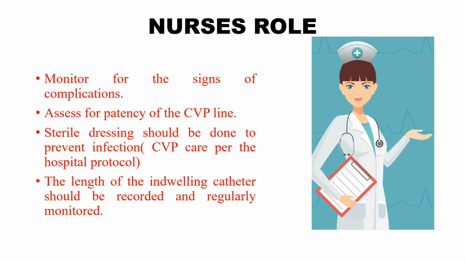Finally, coming to the nurse's role. First, we have to monitor for signs of complications and assess the patency of the CVP line. Sterile dressing should be done to prevent infection, and CVP care should follow the hospital protocol. The length of the line and any interfering catheters should be recorded and regularly monitored.